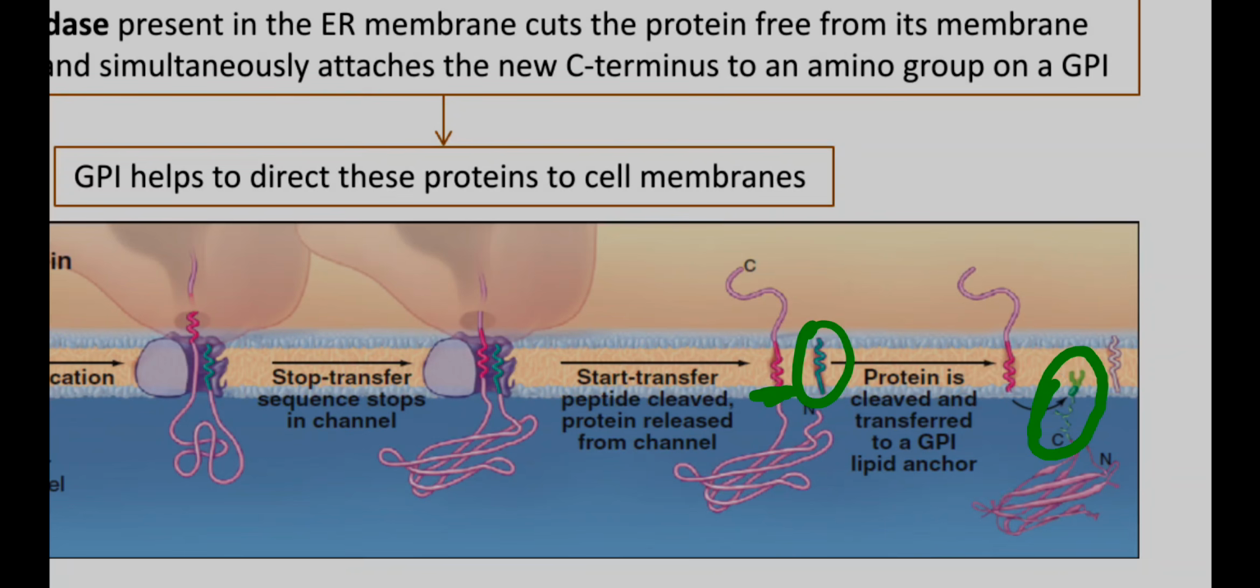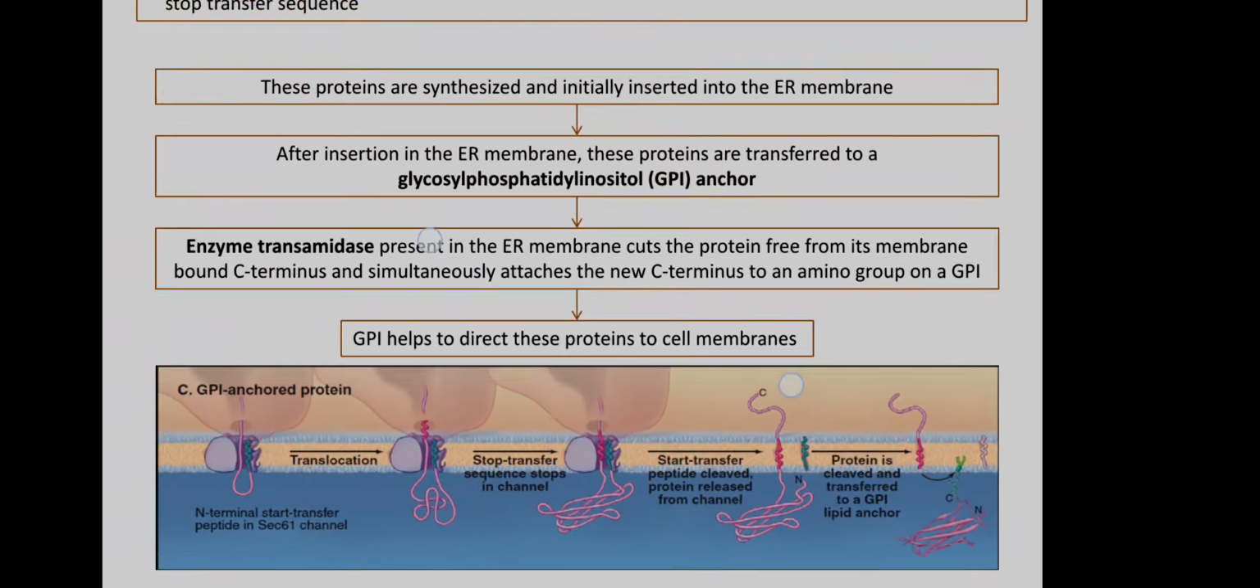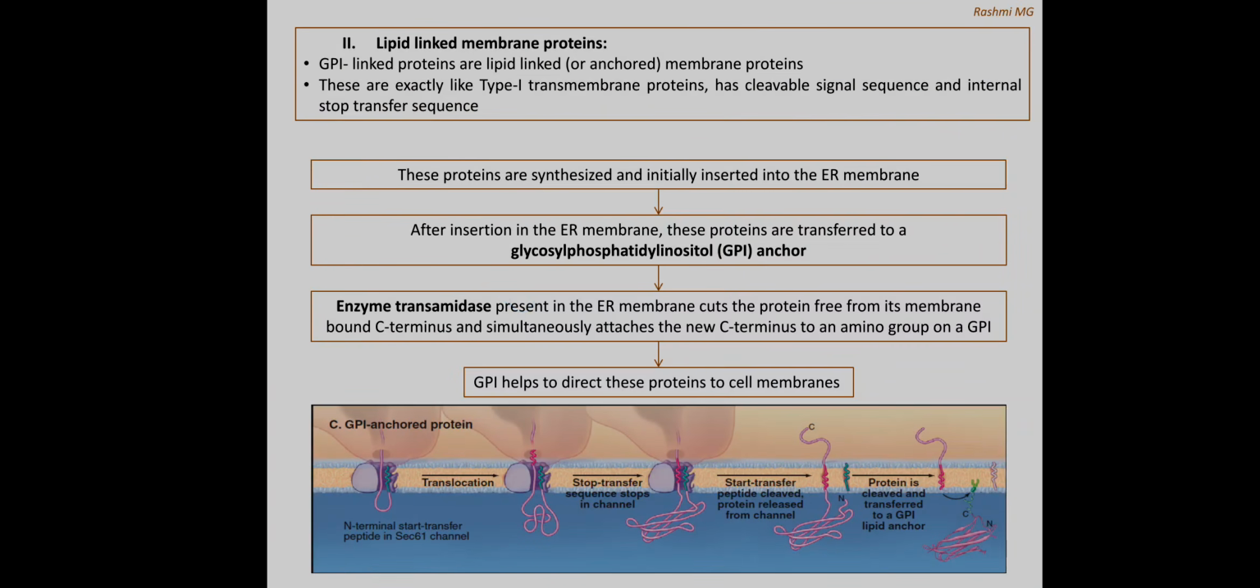The enzyme transamidase present in the ER membrane cuts the protein free from its membrane bound C terminus and simultaneously attaches the new C terminus to an amino group on the GPI. Which terminus is getting attached to the GPI? That is the C terminus. GPI helps to direct these proteins to the cell membrane. This is how the lipid linked membrane protein links to the GPI inside the ER membrane.